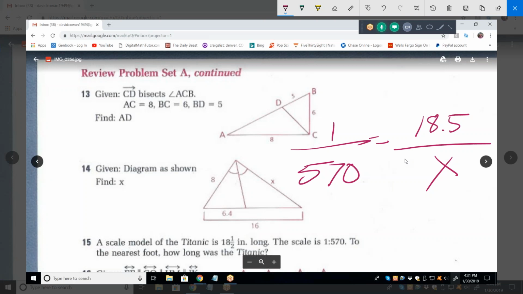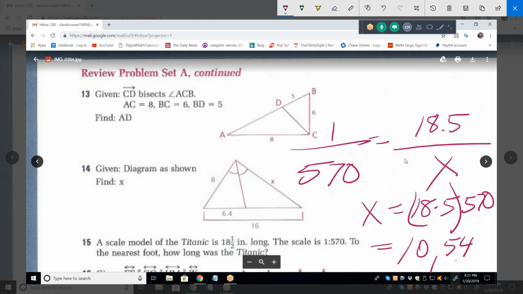Mm-hmm. Notice that that's going to give me a number less than 1. Hold on a second. What the heck am I thinking? No, it's not. It's going to give me x equals 18.5 times 570. So it's 10,545 inches, I think. Yeah.